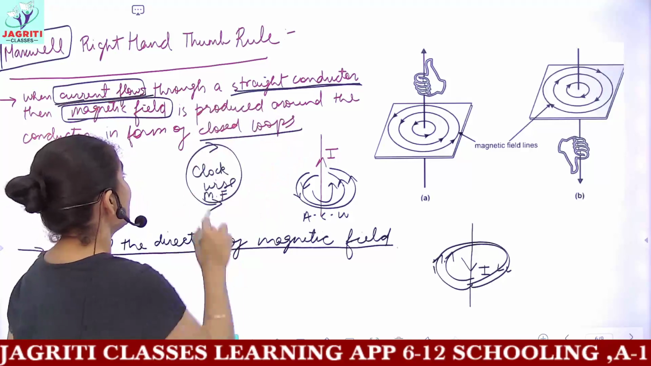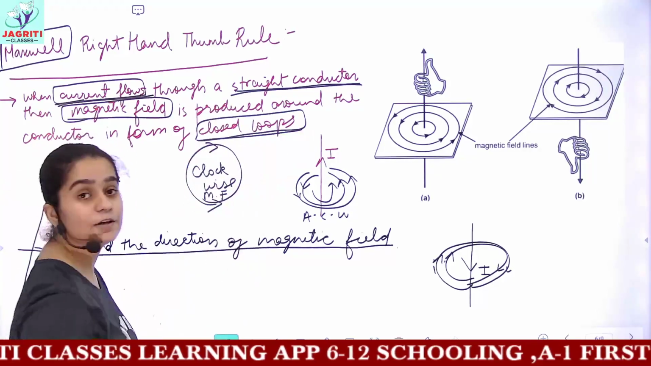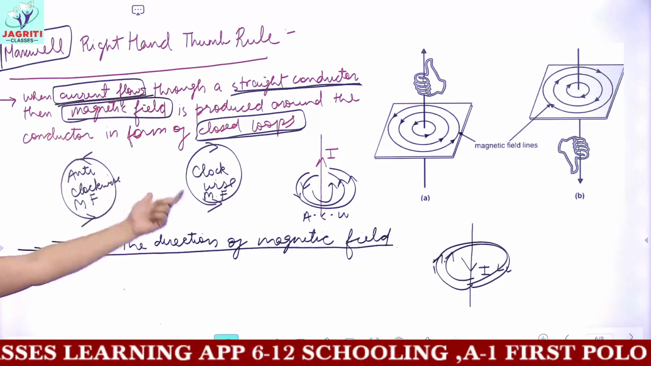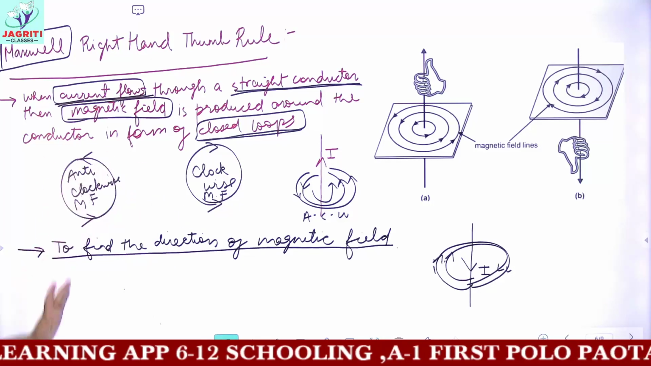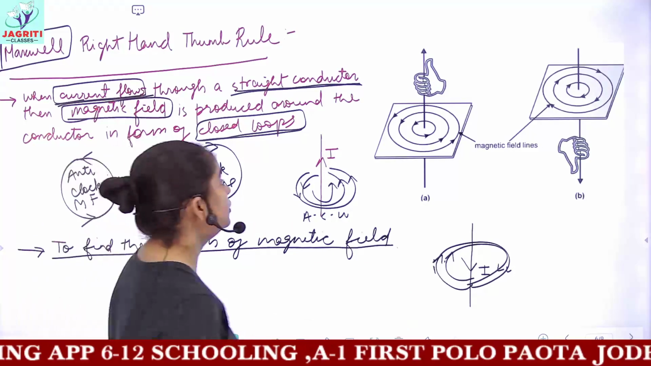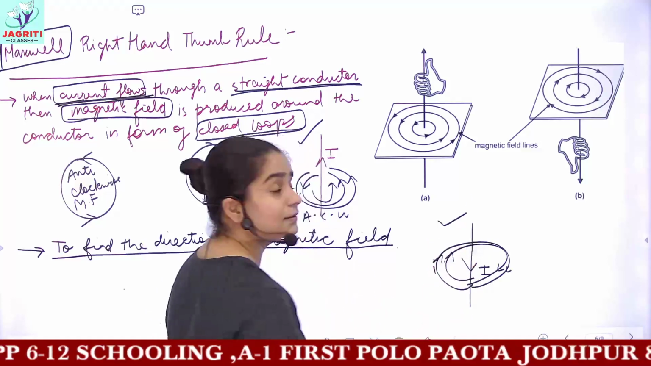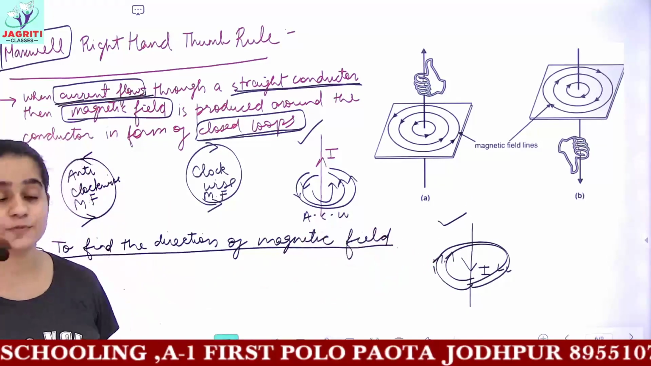Magnetic field is always in the form of closed loops. It can have two different directions, clockwise or anti-clockwise, and I explained you can make this diagram with your right hand thumb rule, so you will be getting complete marks for the question.